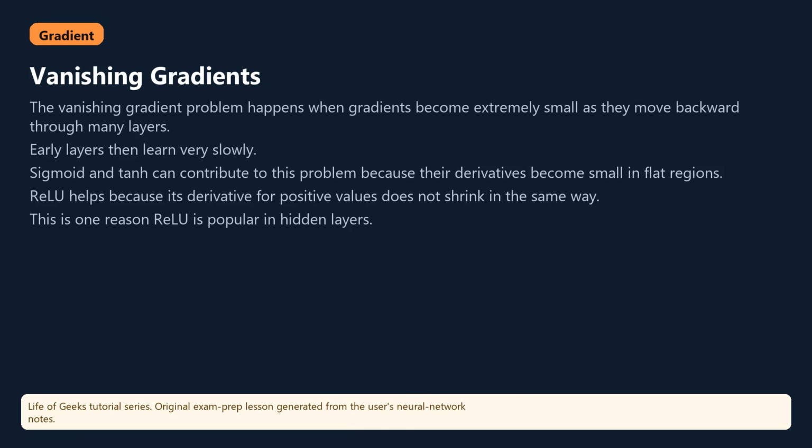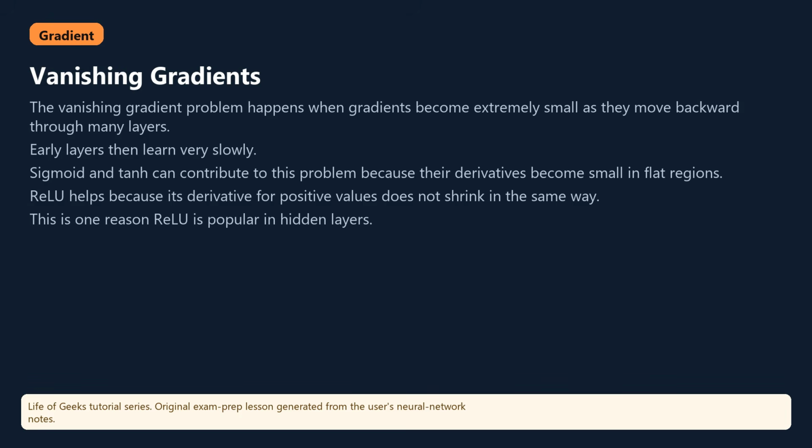The vanishing gradient problem happens when gradients become extremely small as they are passed backward through many layers. If gradients are tiny, early layers receive very weak learning signals, so they learn slowly or almost stop learning. Sigmoid and tanh can contribute to this because their derivatives become very small in flat regions. ReLU often helps because, for positive values, its derivative does not shrink in the same way.